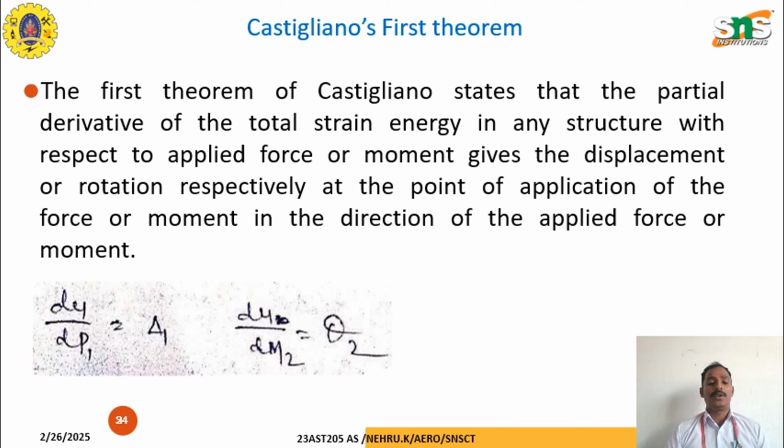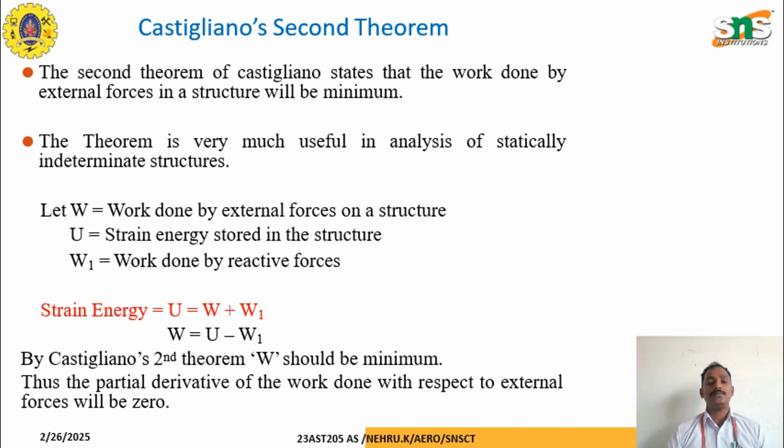So dU by dP is equal to delta 1. That is, the partial change of strain energy due to the applied load gives the deflection, and the partial differential of strain energy with respect to moment gives the rotation. Castigliano's second theorem states that the work done by the external force in the structure will be minimum.